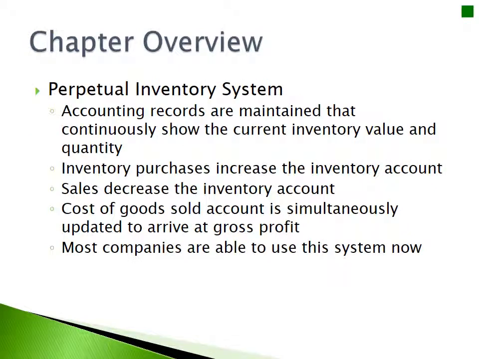Under the perpetual inventory system, accounting records are maintained that continuously show the current inventory quantity and value. When inventory is purchased, the inventory account increases. When inventory is sold, the inventory account decreases. The cost of goods sold account is simultaneously updated to arrive at gross profit. Most companies are able to use this system now.